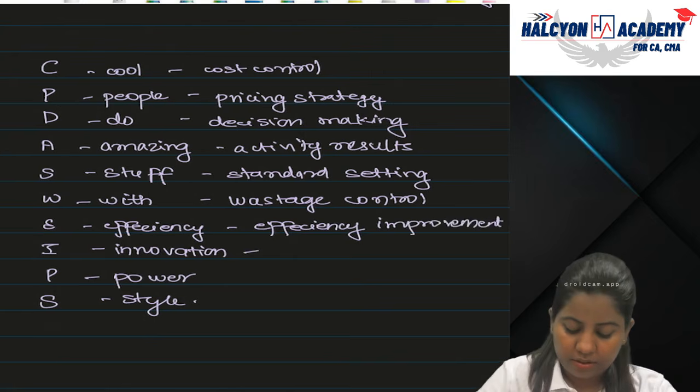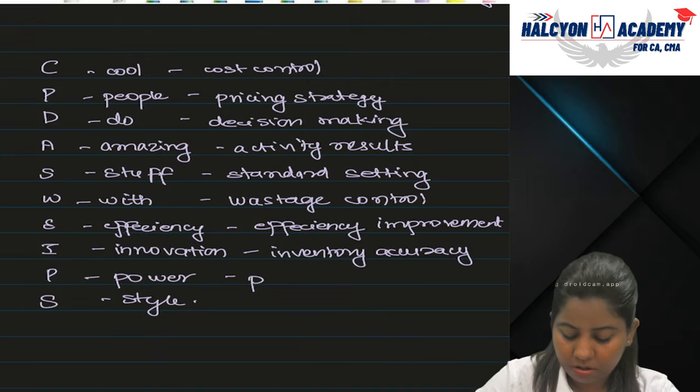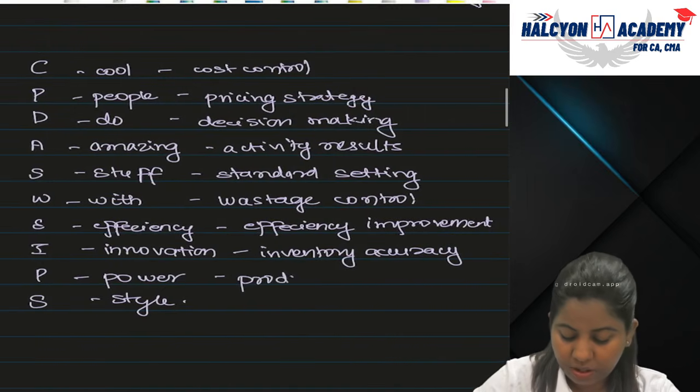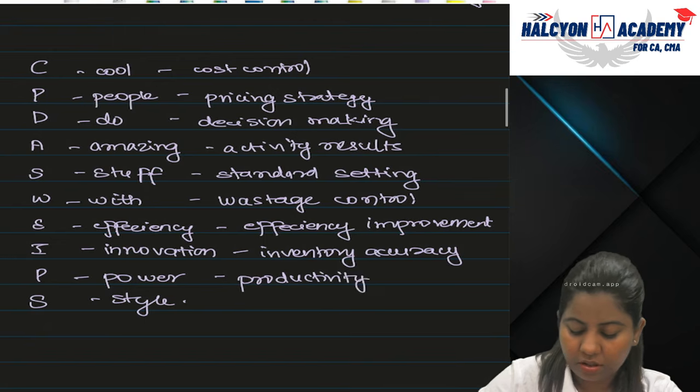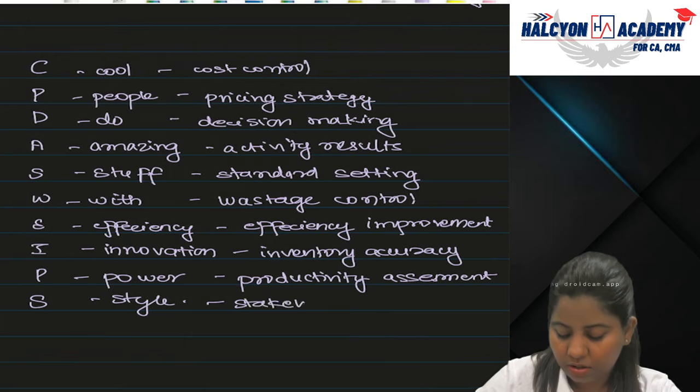Then I for inventory accuracy. P for productivity assessment. S for stakeholders value.